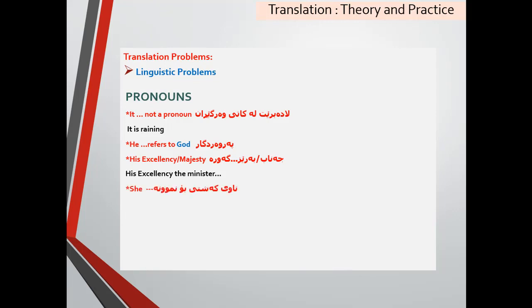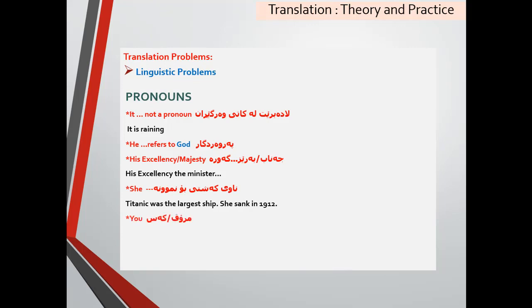She also has another use. Sometimes she may refer to inanimate things, not only a person. For example, Titanic was the largest ship. She sank in 1912. Titanic گەورەترین کەشتی بوو کە لە ساڵی 1912 نقم بوو، نقمی ژێر ئاو کەوت. See, the word she here refers to the ship Titanic, not to a person.